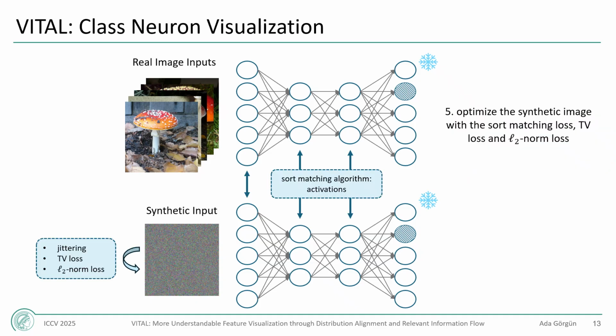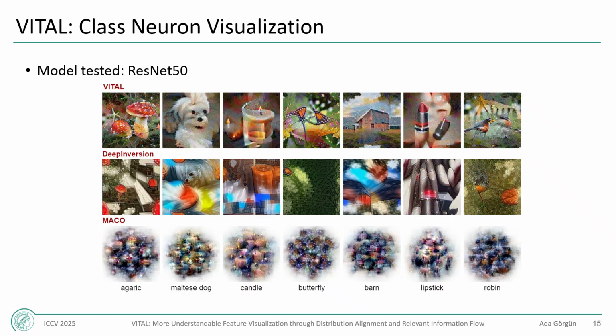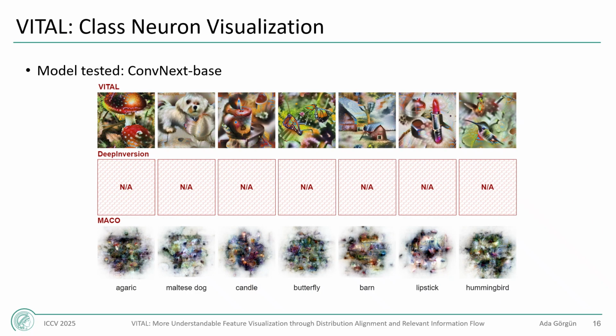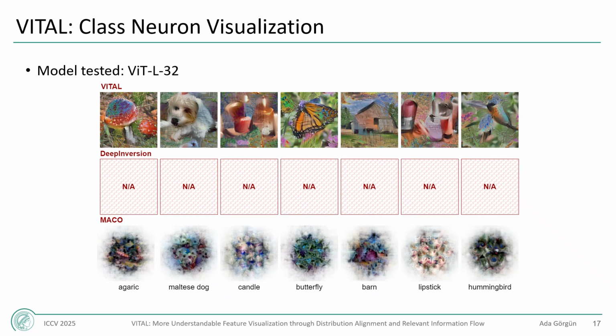We optimize the synthetic image using sort matching loss at selected blocks with jitter, total variation, and L2 priors for stability. As optimization proceeds, early features guide edges and fine textures, while deeper features enforce semantic structure. We validate class visualizations across architectures, including ResNet50, ConvNeXt Base, and BiT Large, showing that the distribution alignment principle generalizes beyond a single backbone family, unlike other existing methods such as DeepInversion.